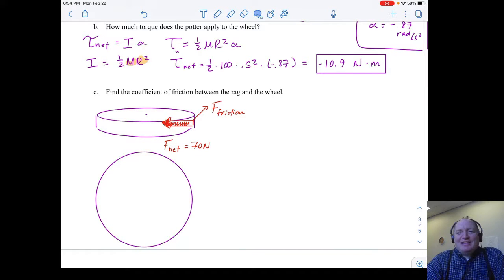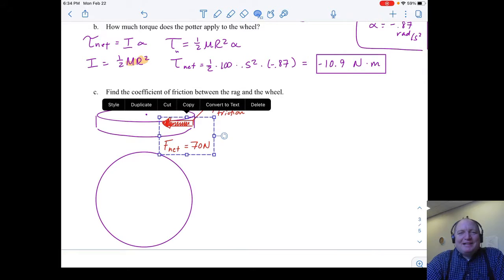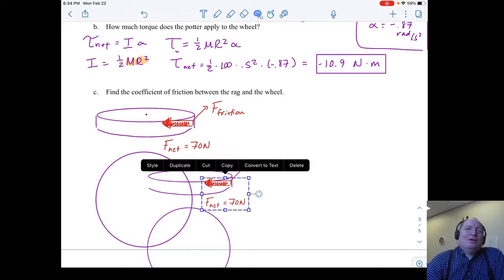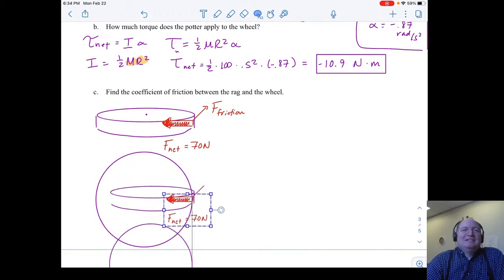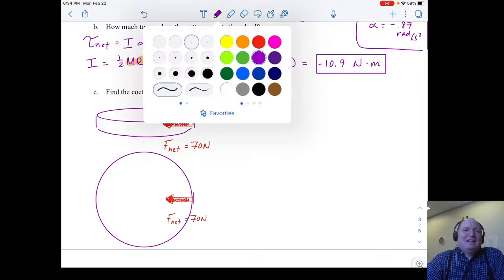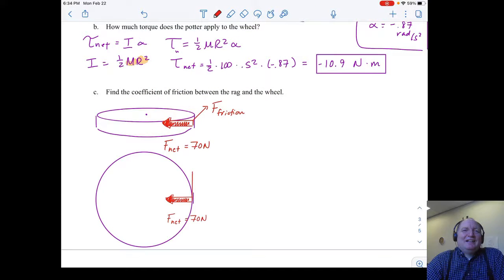I love the shape snapping. Oh, and that was cool too. Oh, I didn't quite want all that. Get rid of these other bits. If I were to look at a top view, I'd have that F net going in toward the center, and then the frictional force would be perpendicular.